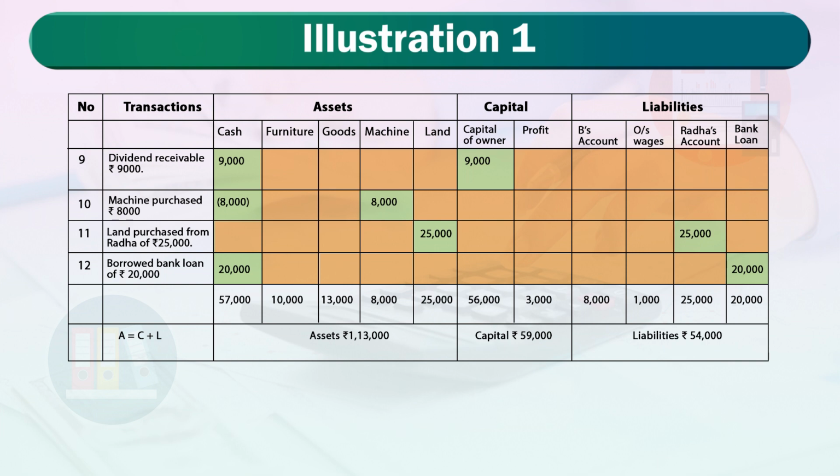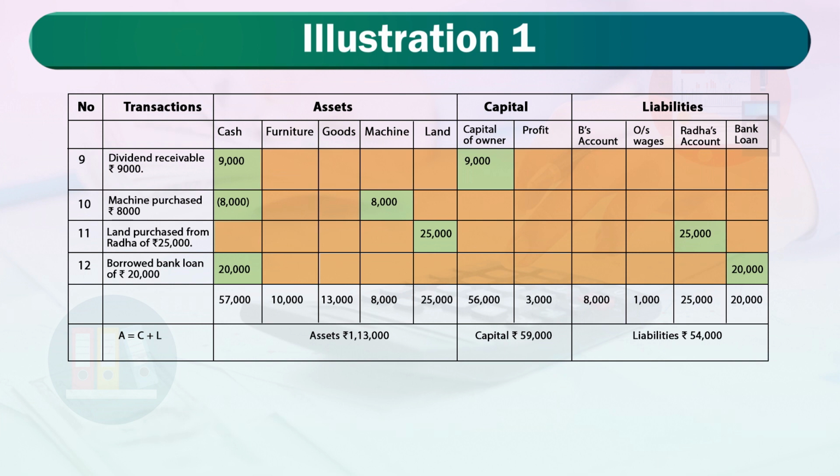So, an asset of 25,000 is added over here and a liability of 25,000 is created towards Radha. Last is a borrowed bank loan of rupees 20,000. So, we have received cash, we are adding 20,000 in the cash column and we are adding 20,000 in the bank loan liability column. So, if you make a total, then the cash column is tallied as 57,000 rupees.